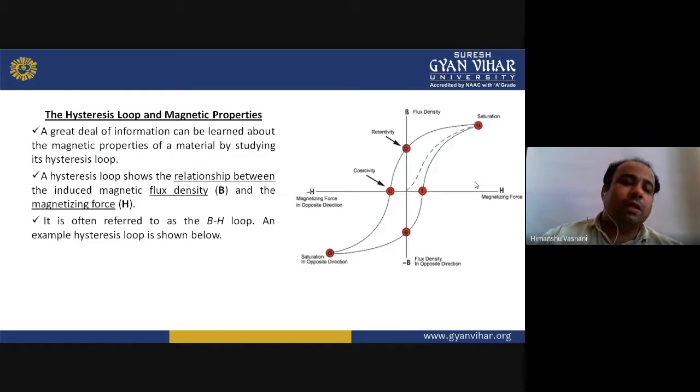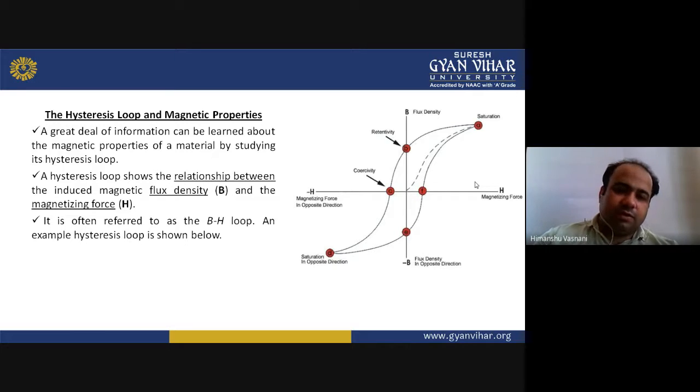And now the hysteresis loop and the magnetic properties. This topic is really important for magnetic particle testing, because you need to understand the various terms like retentivity, coercivity, and saturation. These terms will come up in your testing time, so you should be aware of them. Like when we studied capital H, capital M, phi, capital B, these terms were also responsible in testing. So now we are going to start with the hysteresis loop and magnetic properties.